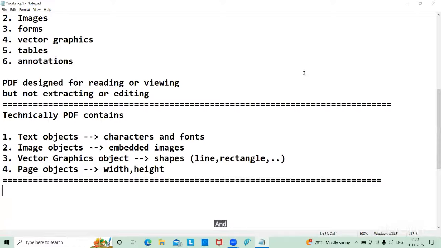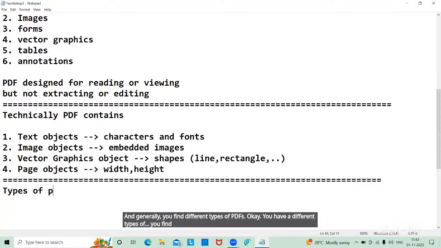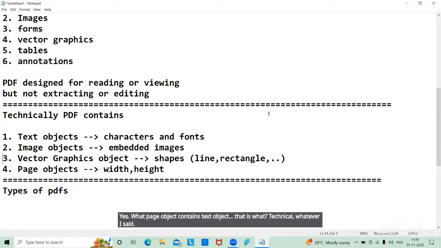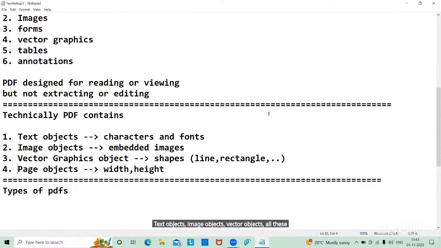And generally, you find different types of PDFs, right? That is what a page object is. What does a page object contain? Text objects, image objects, vector objects. All these are put in which object? Page object.